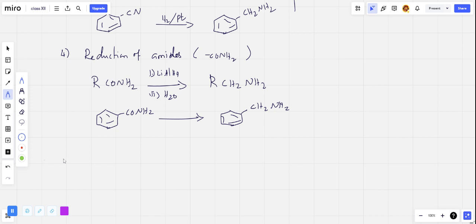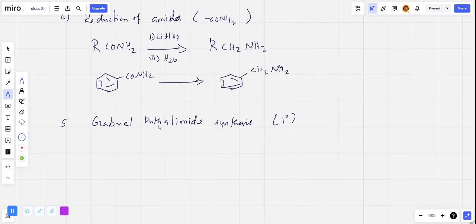Next method after reduction of amides. So next again a naming reaction. It's Gabriel phthalimide synthesis. It comes under naming reactions. Gabriel phthalimide synthesis, which is used for the preparation of primary amines, especially primary amines. So here the phthalimide, on treatment with ethanolic or alcoholic potassium hydroxide.